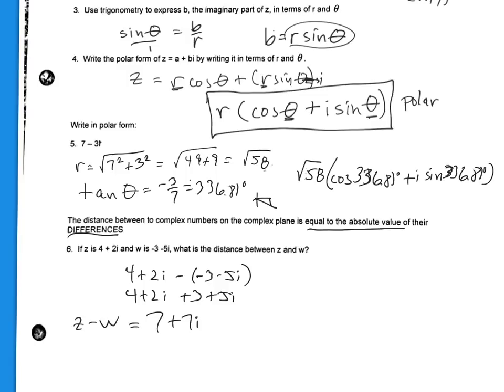Now we have to find the absolute value of z minus w, which, as you know, is just the square root of a squared plus b squared, which is not b, of course. It's 7. I don't know why that's not the same color all of a sudden. All right, so then we're going to have the square root of 49 plus 49, and this is going to lead you to 7 radical 2.